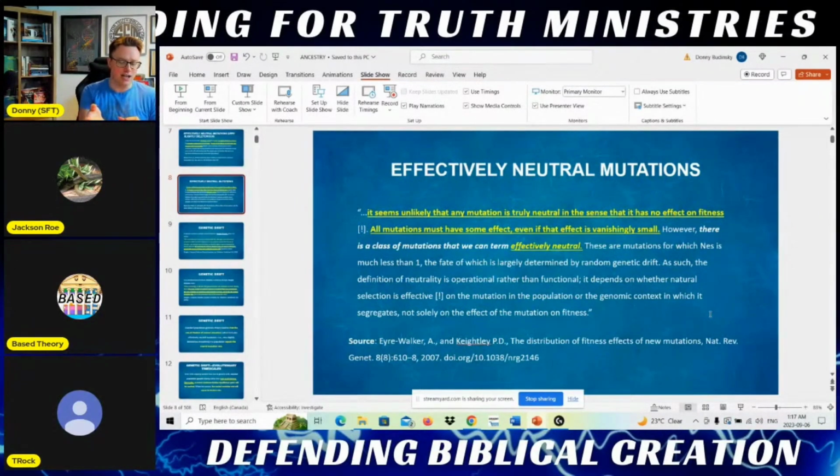I mean, Iyer, Walker, and Kitely here says this: It seems unlikely that any mutation is truly neutral in the sense that it has no effect on fitness. All mutations must have some effect, even if that effect is vanishingly small. I mean, yeah, I'd agree with that. All mutations must have some effect on fitness. Now, whether he's referring to functional regions of the genome, let's say in the non-coding regions, speak to that a little bit. But I would agree that, yeah, no mutation can be considered absolutely neutral in the sense that it's got no effect at all. No, I would argue that each mutation, most of them having only a small effect.